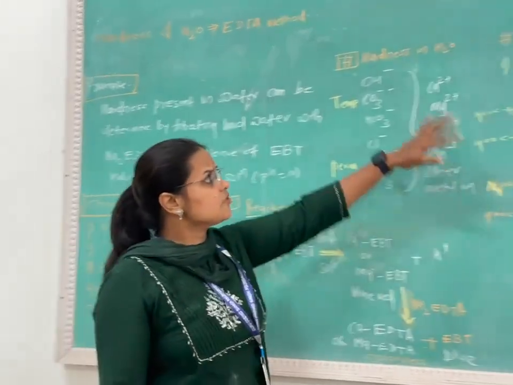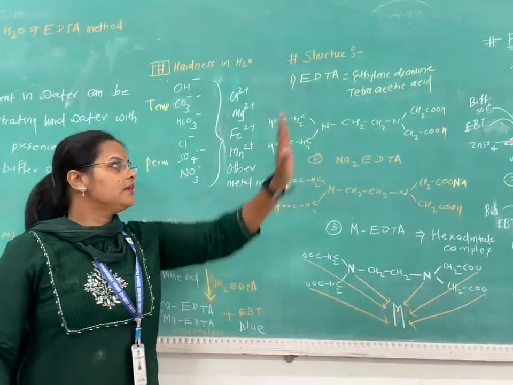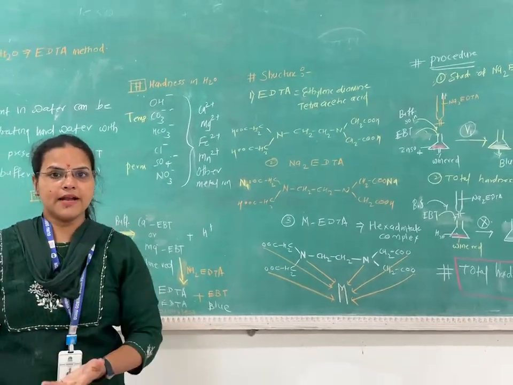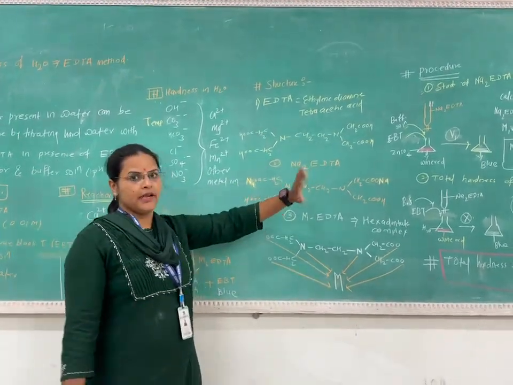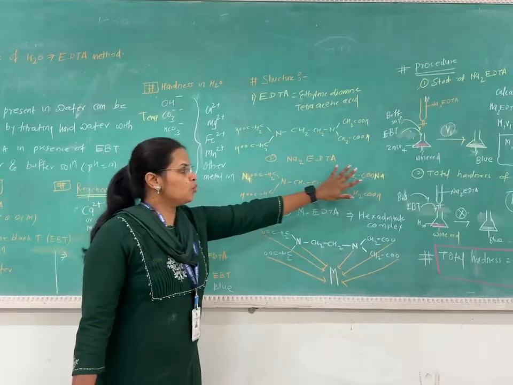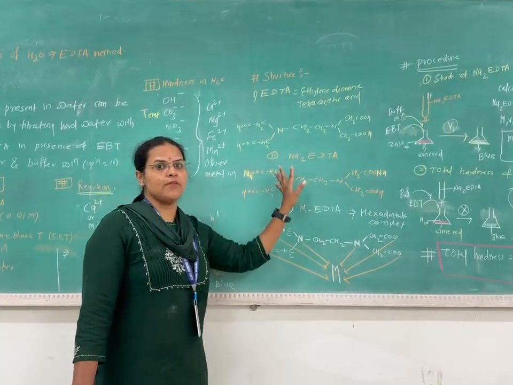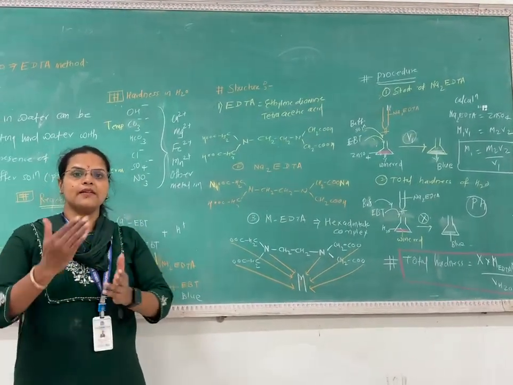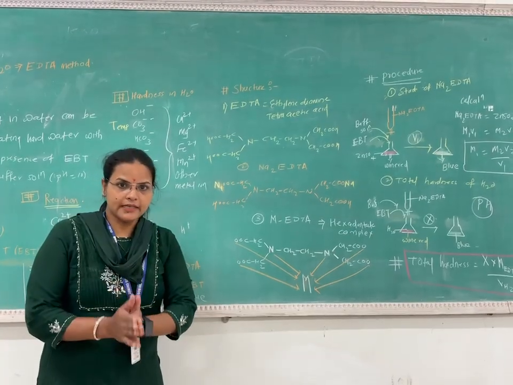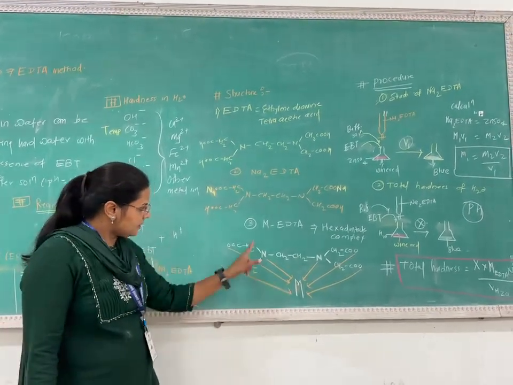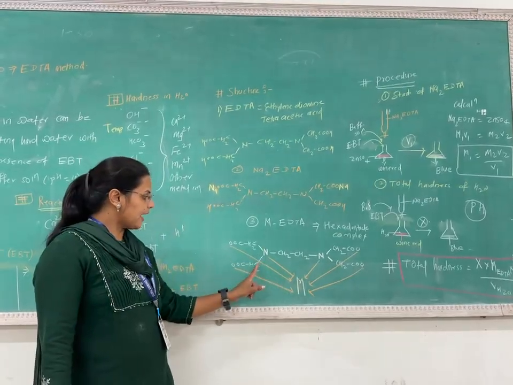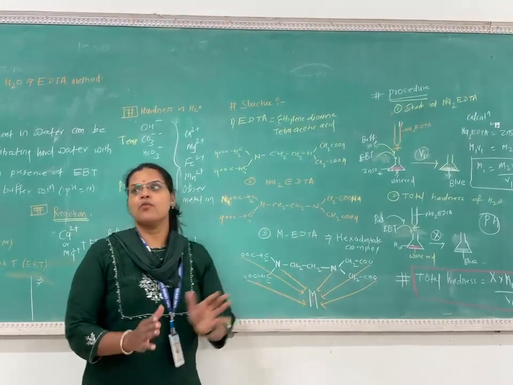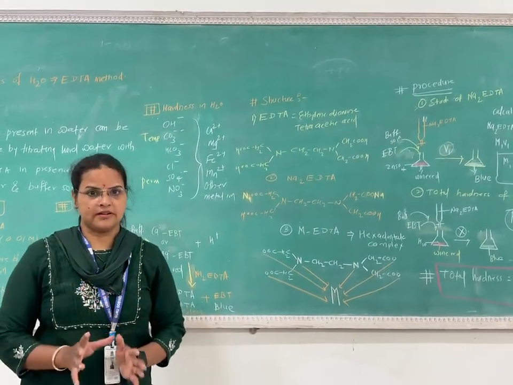Now, let's see the structure. EDTA is ethylene diamine tetraacetic acid, which is not completely soluble in water. That's why we are using its disodium salt. In the EDTA structure, 2 hydrogens of acetic acid are replaced with sodium atoms. So that is the disodium salt of EDTA. Now, when water is titrated with disodium salt of EDTA, a metal EDTA complex is formed which has six bonds. So this complex is called a hexadentate ligand, and such a titration is called complexometric titration.